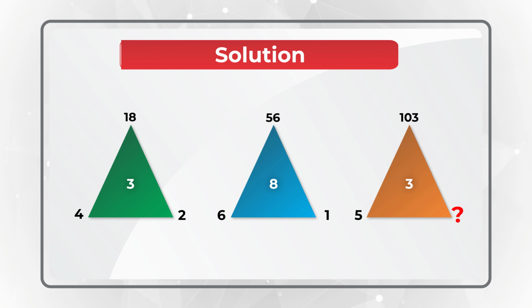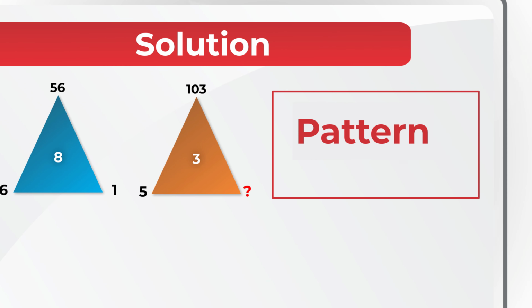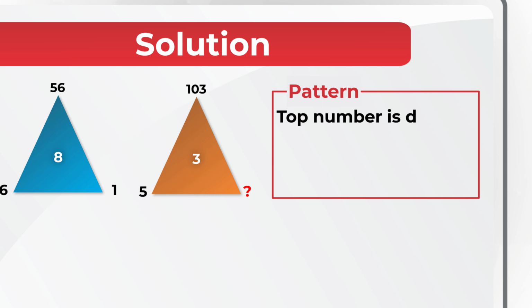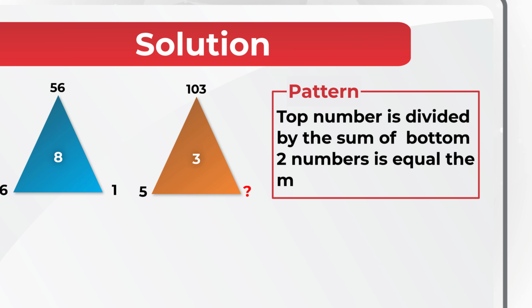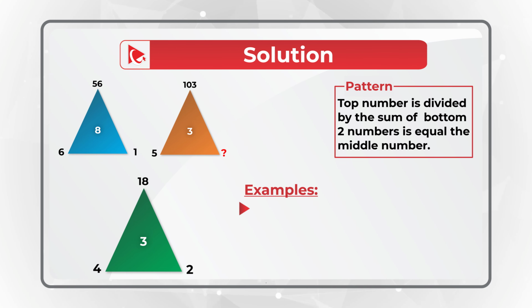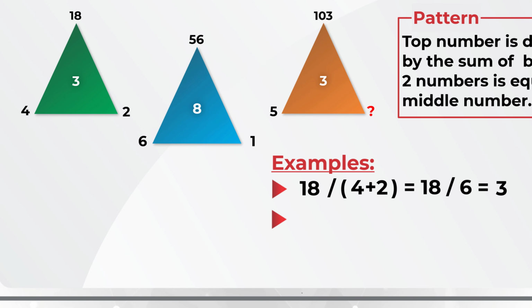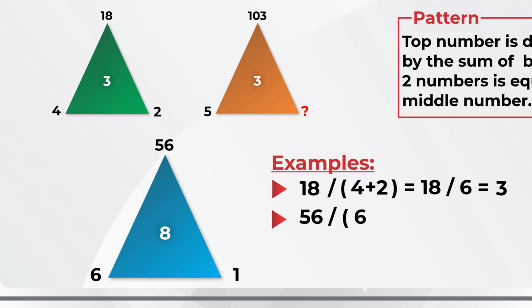One phrase that you hear on this channel the most is always look for patterns. And the pattern here is that the top number divided by the sum of the bottom 2 numbers on the outside of the triangle is equal to the middle number inside of the triangle. So let's look at the first 2 examples. 18 divided by 4 plus 2 equals 18 divided by 6 equals 3. In the second triangle, 56 divided by 6 plus 1 equals 56 divided by 7 equals 8.